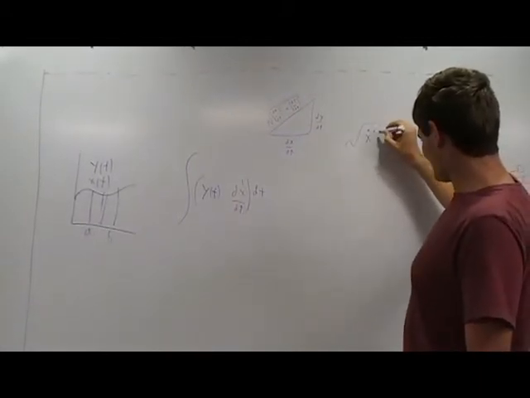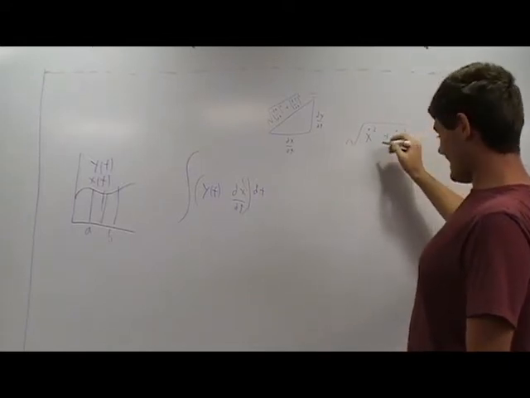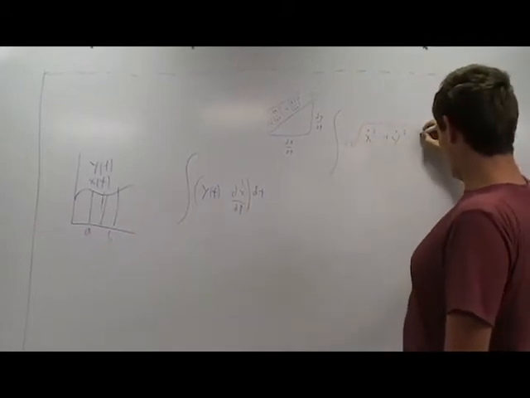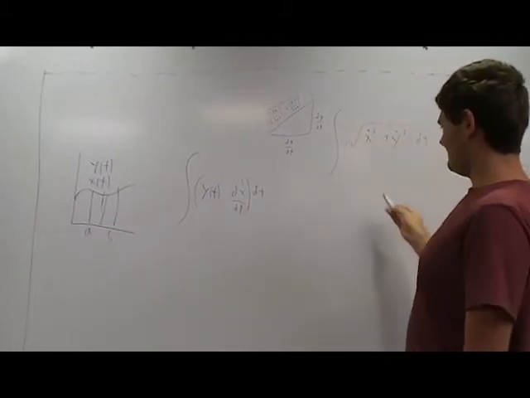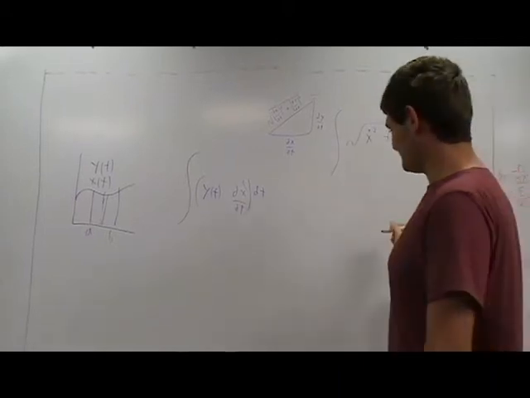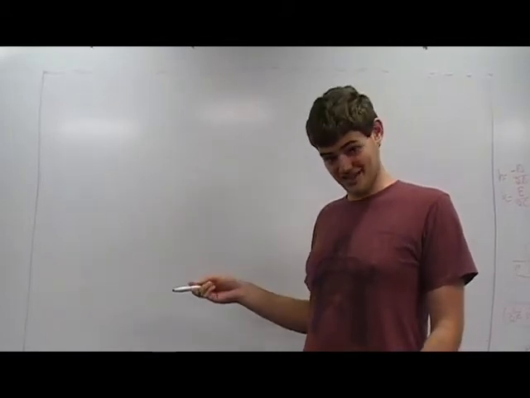So x dot squared plus y dot squared. And if we just sum all these pieces up with respect to t, that will give the arc length of a parametric function. Very simple.